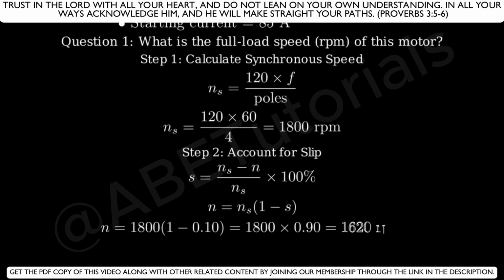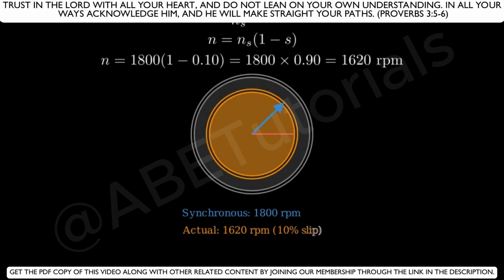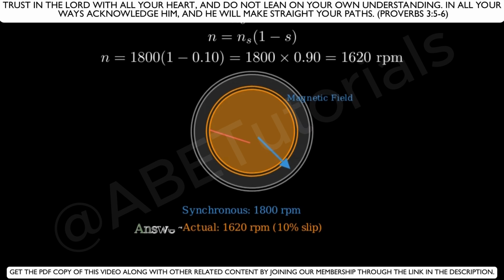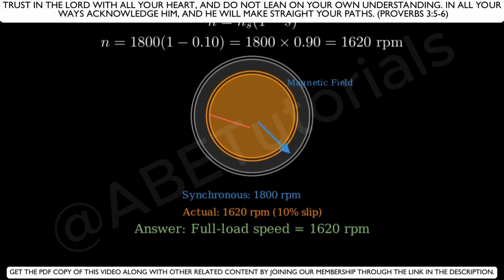Given that our motor has a 10% slip at full load, we can calculate the actual speed as 1800 RPM times 1 minus 0.10, which equals 1,800 times 0.90, giving us 1620 RPM. Let's visualize what's happening with the motor speeds. The stator magnetic field rotates at the synchronous speed of 1800 RPM. However, the rotor always rotates a bit slower than this magnetic field. In our case, the rotor turns at 1620 RPM, which is 10% slower than the synchronous speed. So, the full load speed of our motor is 1620 RPM.